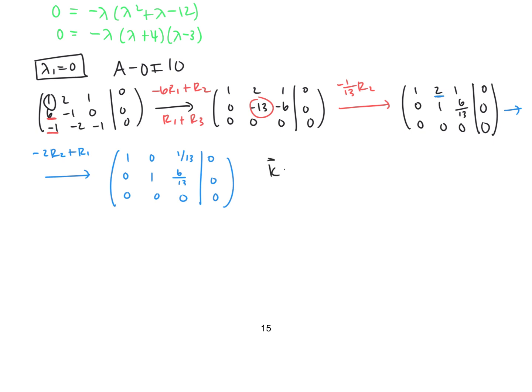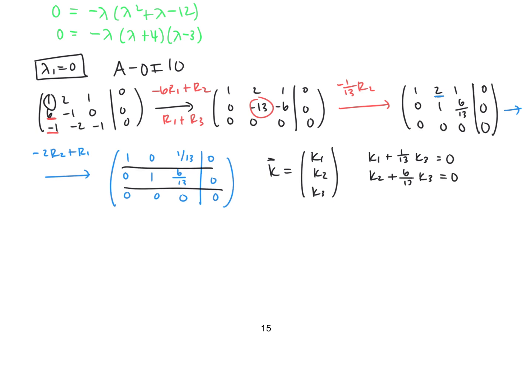Okay, so from here, we're looking for some eigenvector k, and let's say that it has 3 components, k1, k2, k3. If we take these two and write them as equations, we're going to get k1 add 1 over 13 k3 is equal to 0. And then we get k2 add 6 over 13 k3 is equal to 0. Now, hopefully we can tell you're not going to get a number right off the bat for k1, k2, and k3. We have 3 variables, but only 2 equations. So the best that we can do at this point is write k1 as a function of k3, and we can write k2 as a function of k3.